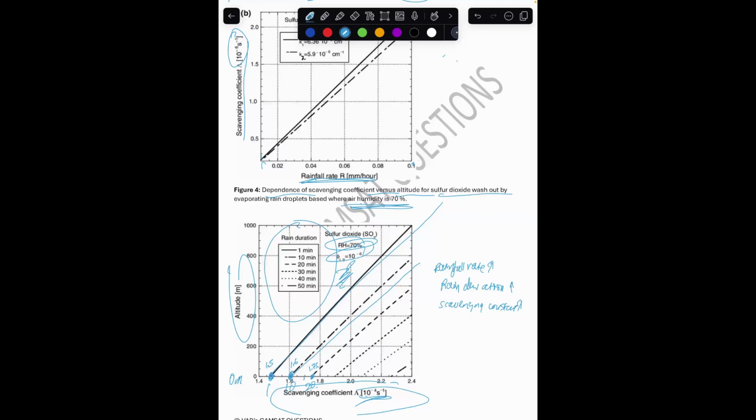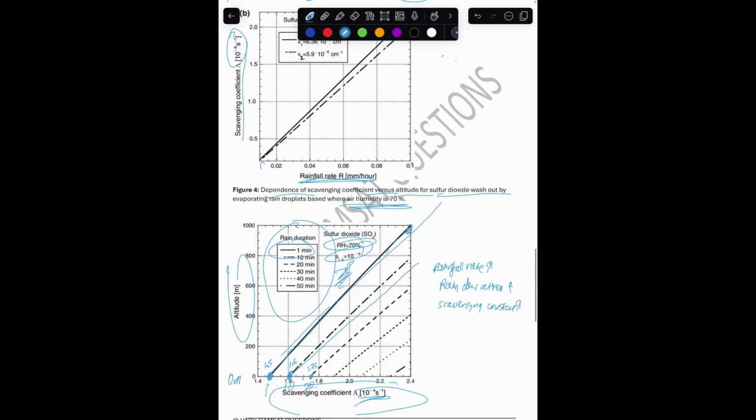You could also look, if we just focus on a rain duration of 1 minute, so this solid line. If you notice, at an altitude of 0, the scavenging coefficient is 1.5, but at an altitude of like 1,000, the scavenging coefficient is all the way up at 2.4. So your scavenging coefficient increases with altitude.